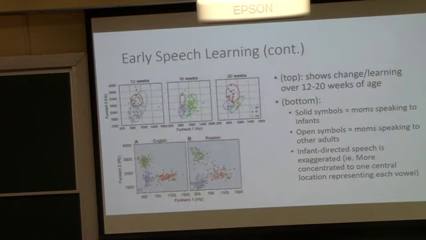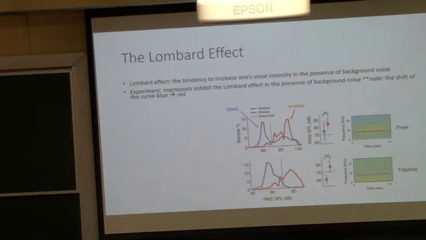Yeah. Cool, I'm gonna move on. The next thing he talks about is the Lombard effect, which I'm sure you guys are all familiar with, because if you go to a party, you better talk a little bit louder in the presence of background noise. He doesn't specifically do an experiment, but there's an experiment with marmosets, and they exhibit the Lombard effect in the presence of background noise.